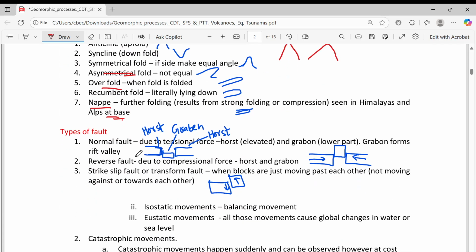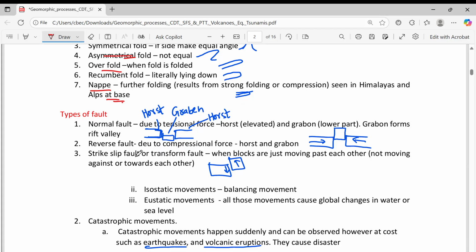Then types of fault also, normal fault. Normal fault means you are pulling this apart like this. Here in between there is a graben. This is what is called a rift valley, and horst is a height, that is block mountain. H for height you remember, G for ground you remember, it will go down.